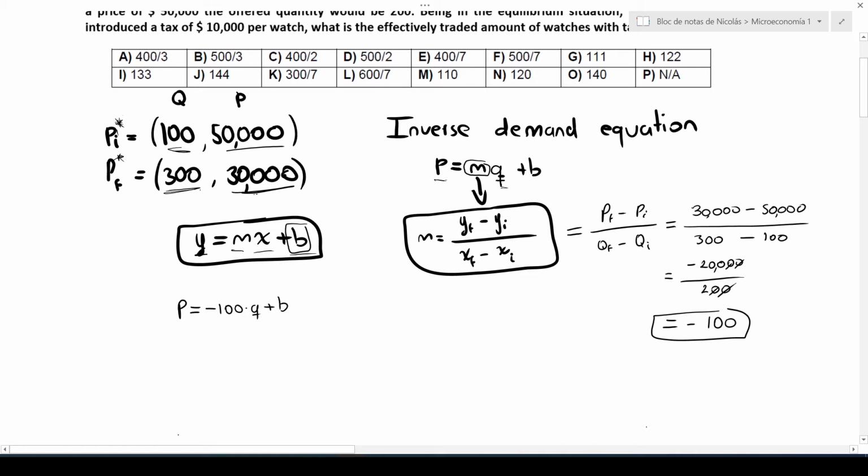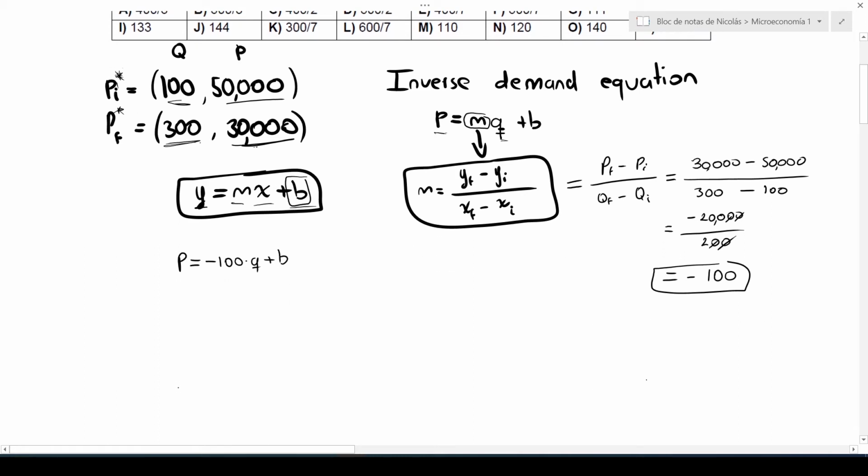I'm going to replace it by the initial point, so I'm going to have the price is 50,000 in the initial point, is equal to negative 100 times 100 plus B. We know that 100 times 100 is 10,000. It's negative 10,000 plus B. And this side is still the same.